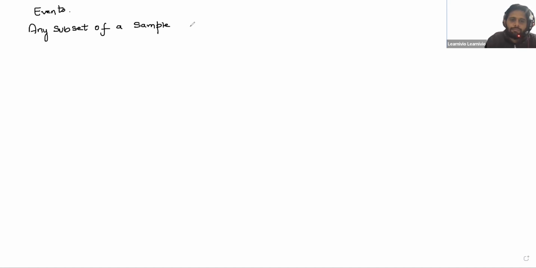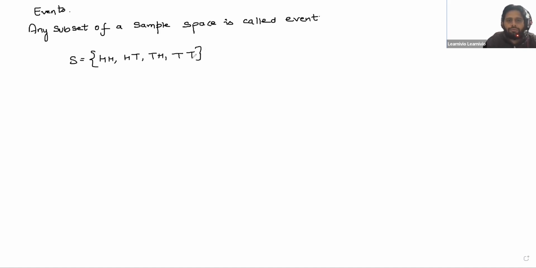Any subset of a sample space is called an event. For example, if we throw two coins, we get HH, HT, TH, and TT.